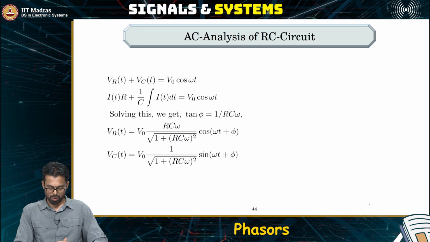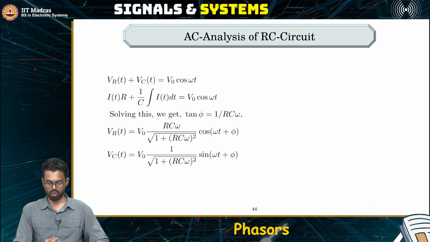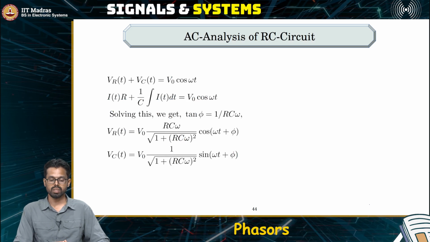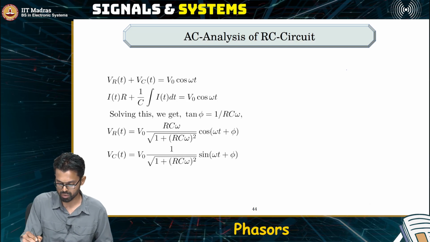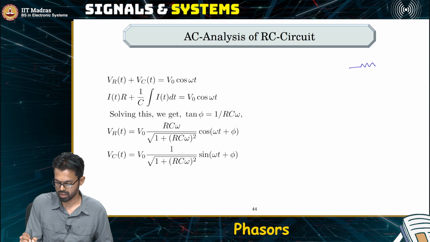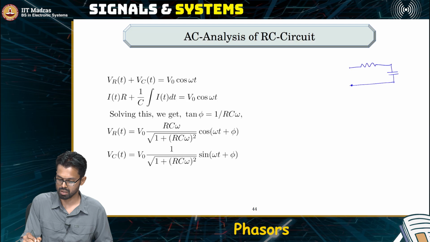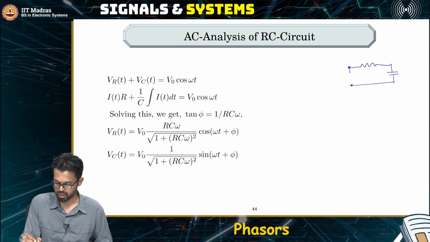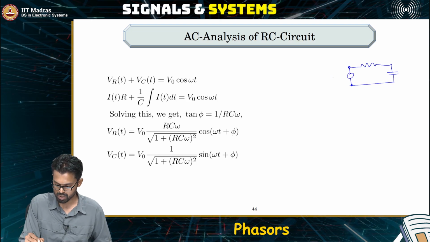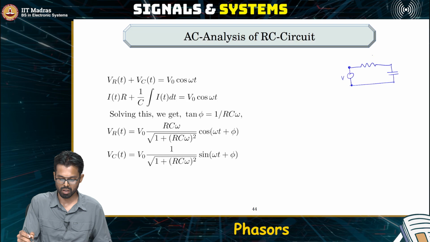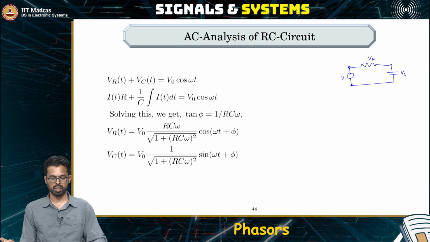Now that we have understood how you can represent a phasor with just a complex number, let us see how it is actually useful in a circuit when we analyze a circuit. A simple circuit is what we are going to consider. We'll take a resistor and a capacitor, a simple RC circuit. Here we'll apply some voltage source, and let's call this the voltage source, and the voltage across the resistor, and this is the voltage across the capacitor.